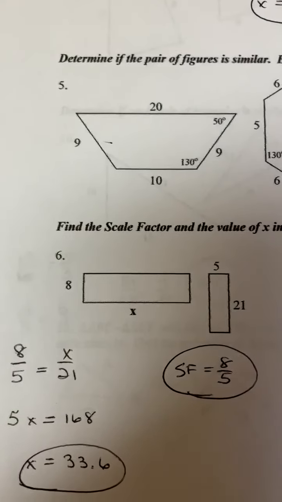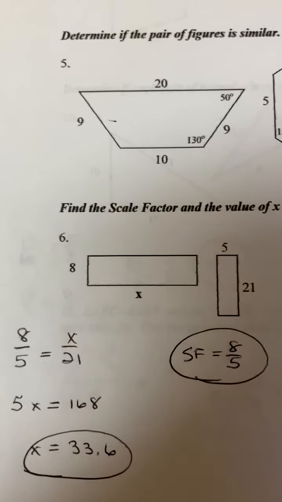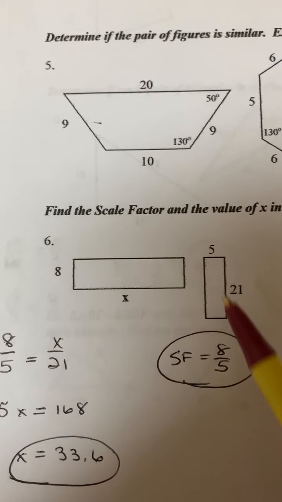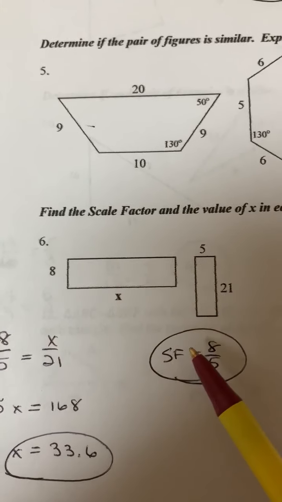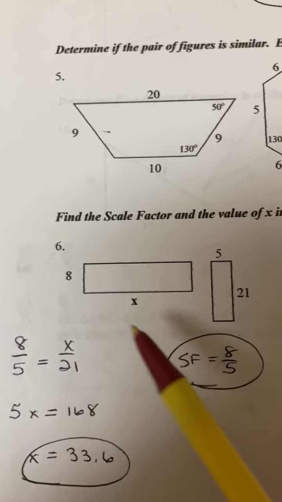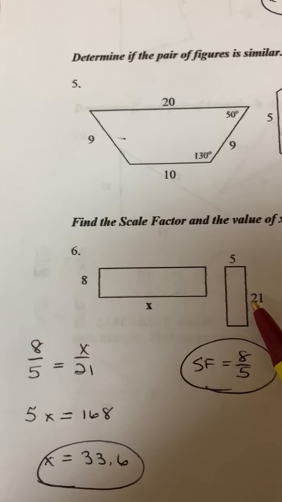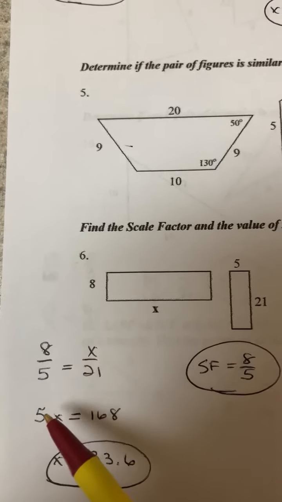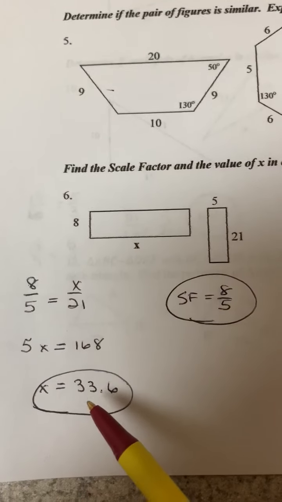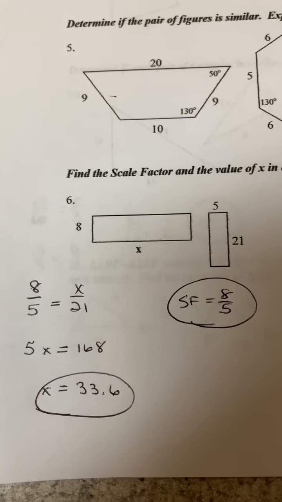For number 6, again, matching the figures up correctly, the 8 should match up with the 5. That's your scale factor, 8 to 5. So you're going to use that scale factor and set up the other fraction, x over 21. Cross multiply, 5x equals 168, so x is 33.6.